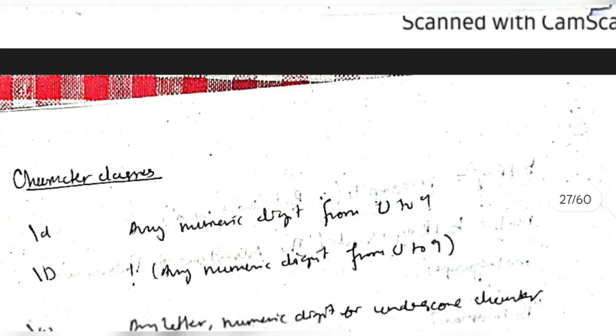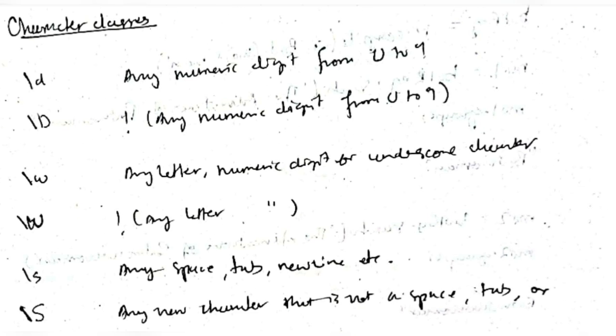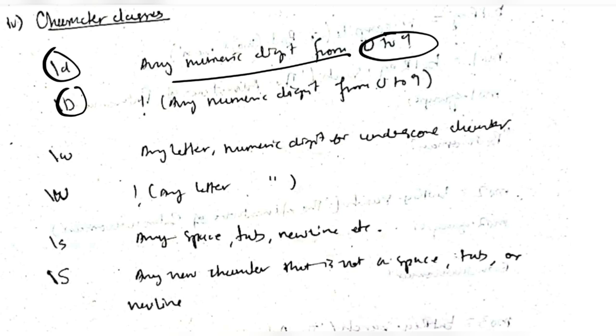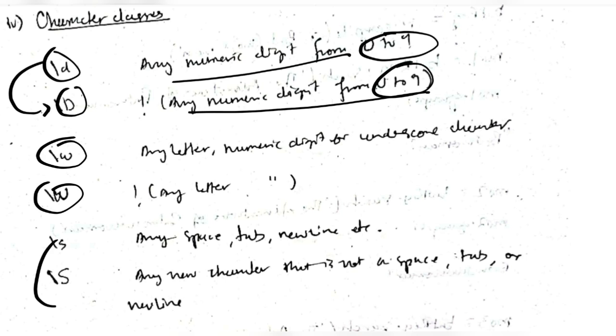Okay, the next one is about the character classes. So we have different slash values here, escape sequences. So slash small d means any numeric digit from 0 to 9. The capital D means the not operator of this one, means anything other than the 0 to 9 digits. Same thing goes for W and S also.